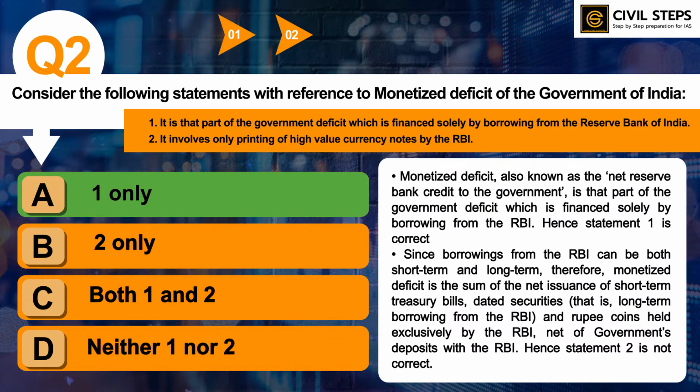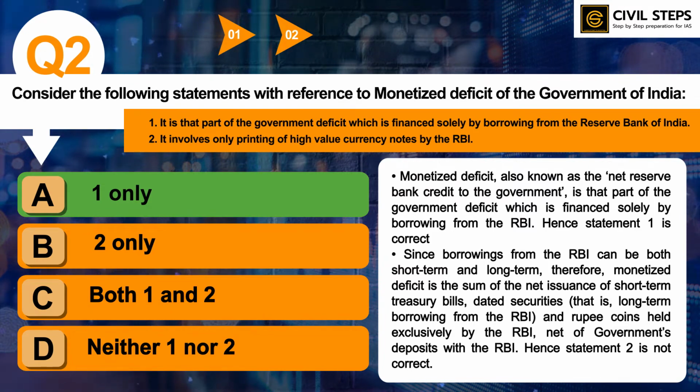So, monetized deficit is also known as net reserve bank credit to the government, that part of government deficit which is financed solely by borrowing from the RBI. Hence, statement 1 is correct. Since borrowings from the RBI can be both short term and long term, therefore, monetized deficit is the sum of the net issuance of short term treasury bills, dated securities, and rupee coins held exclusively by the RBI, net of government's deposit with the RBI. Hence, statement number second is not correct.